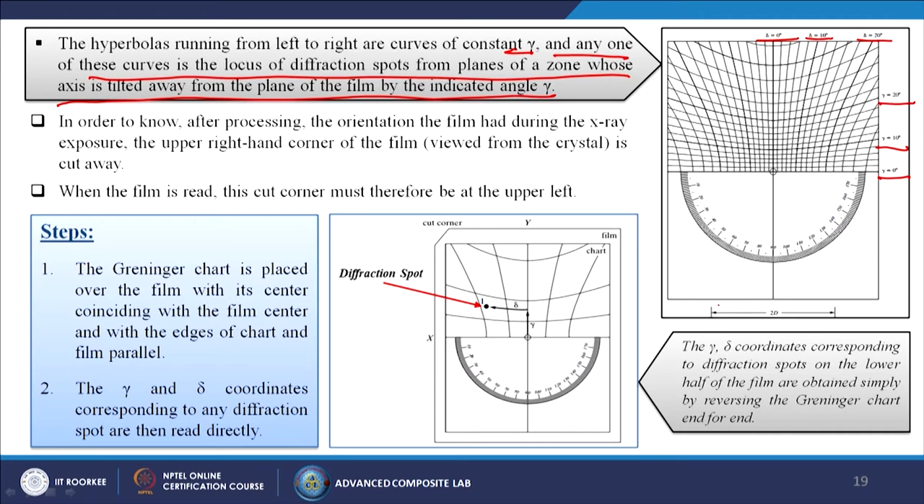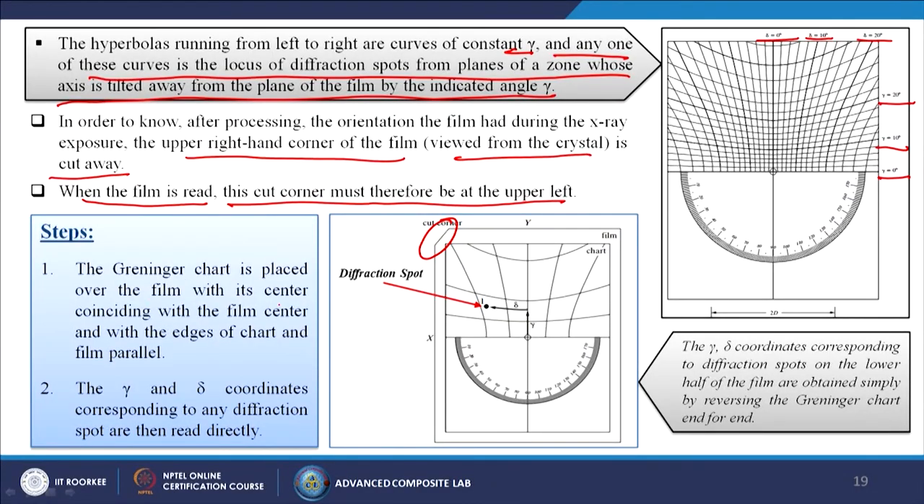So, in order to know after processing the orientation the film had during the X-ray exposure, the upper right hand corner of the film viewed from the crystal is cut away. When the film is read, this cut corner must therefore be at the upper left. So, this is the cut corner, just to make the mark of which side I am getting the point and what the crystal position is, or which side I am keeping the crystal.